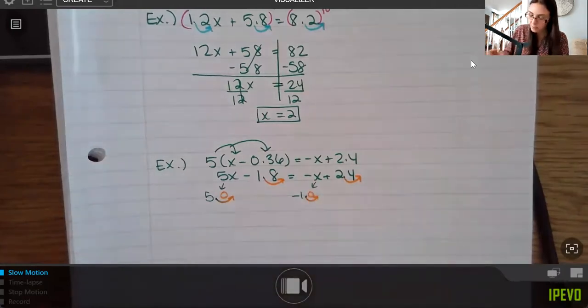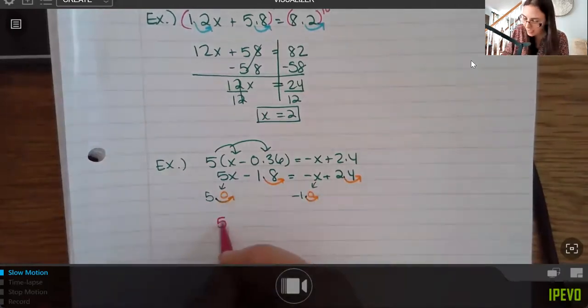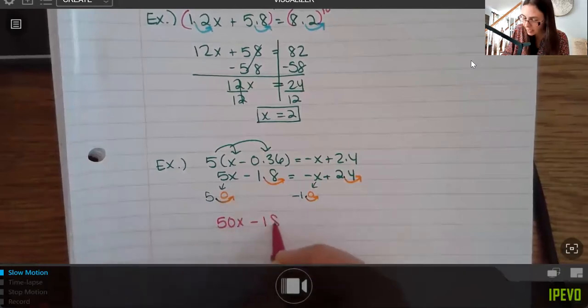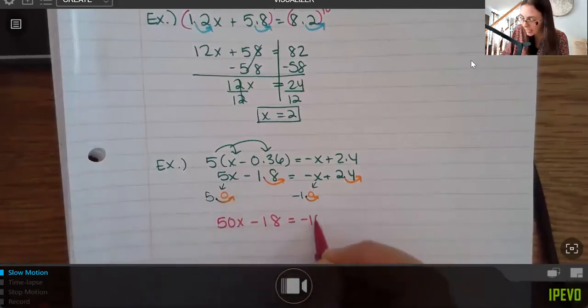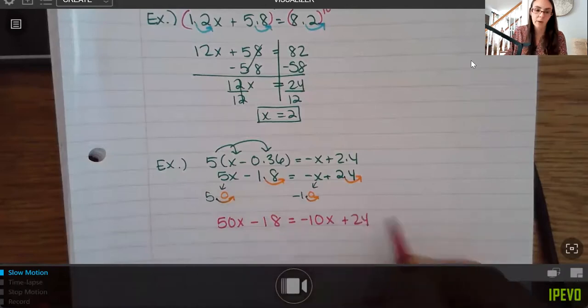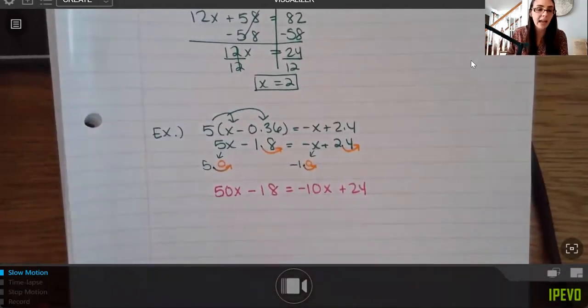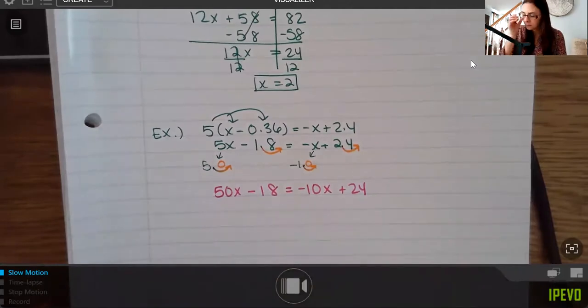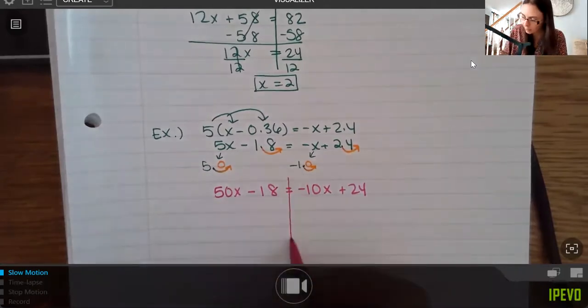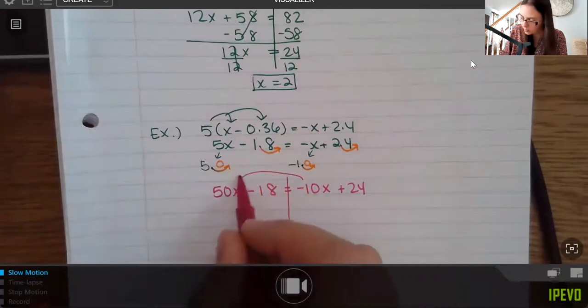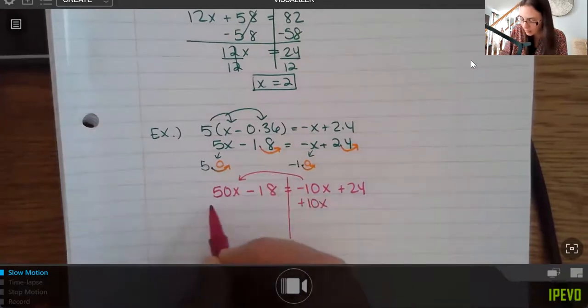So I'm actually going to end up solving the problem 50x minus 18 equals -10x plus 24. So you do have to be consistent. Everything gets moved, even if it has no decimals. And then now I can solve the regular way. So I'm going to start by bringing this over. So I would add 10x to both sides.